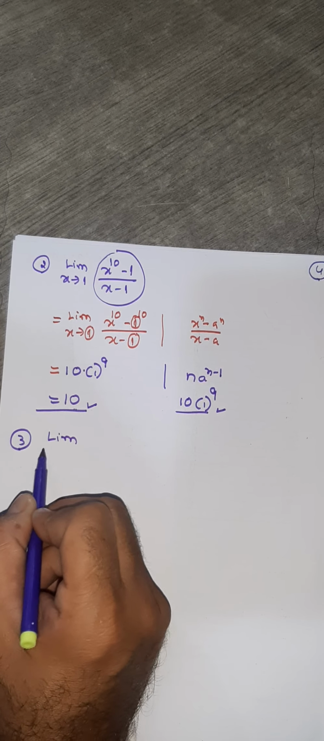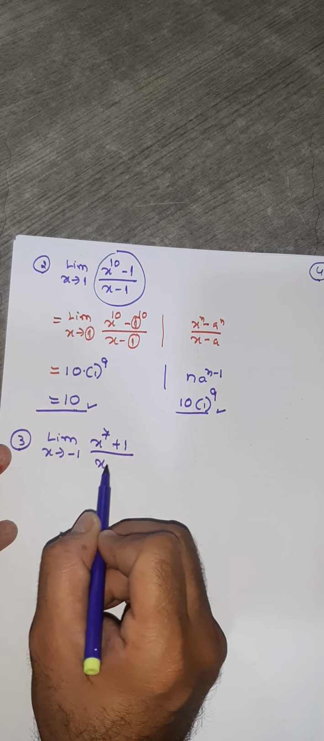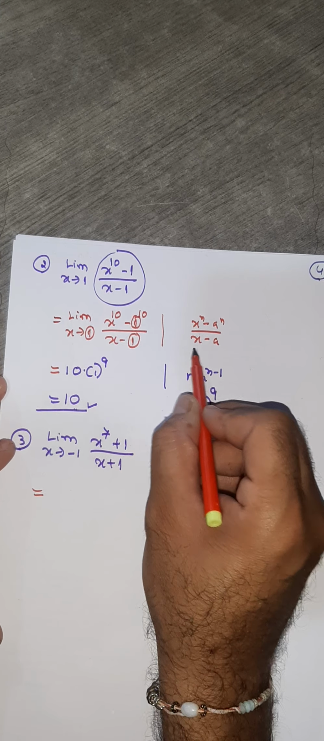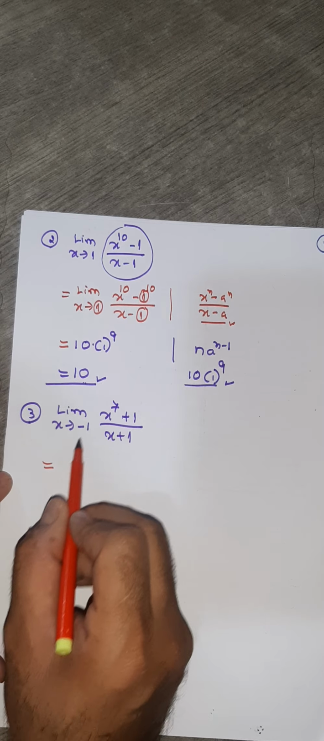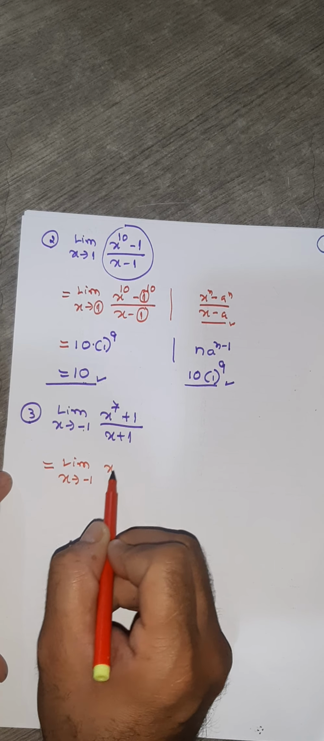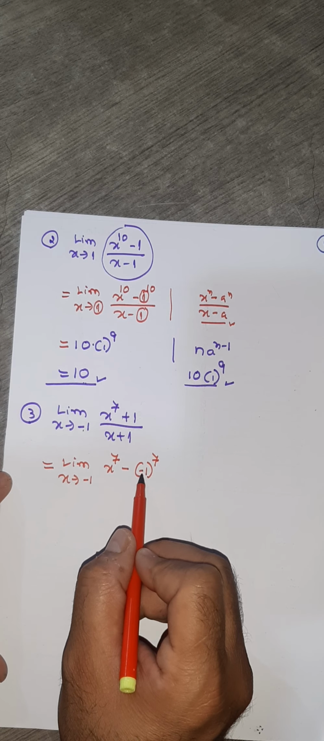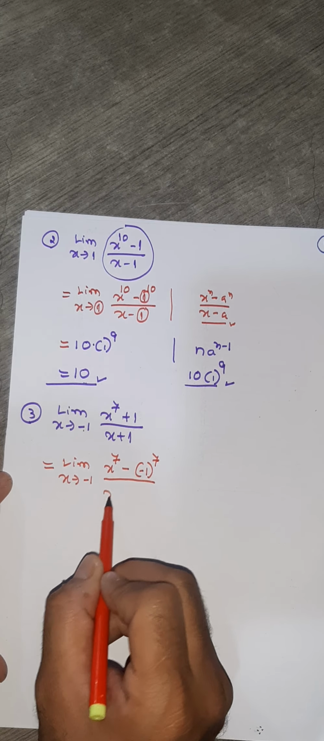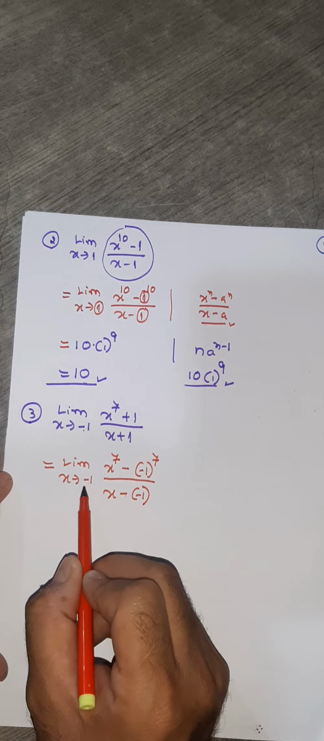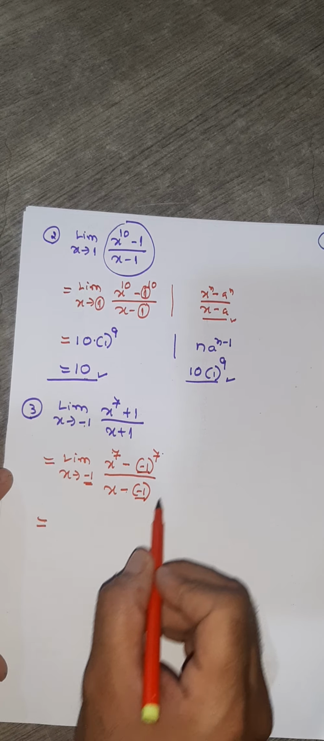Third, let's take one more example. Suppose I have limit x tends to minus 1, (x raised to 7 plus 1) upon (x plus 1). Now, this is not exactly similar to our formula, so we can rewrite it in that form. You know a number must be the same here. So limit x tends to minus 1, (x raised to 7 minus (minus 1) raised to 7), upon x minus (minus 1). Now three things: at both places there is a minus sign, this number is the same as this, and both the powers are the same. So now this is our standard formula.